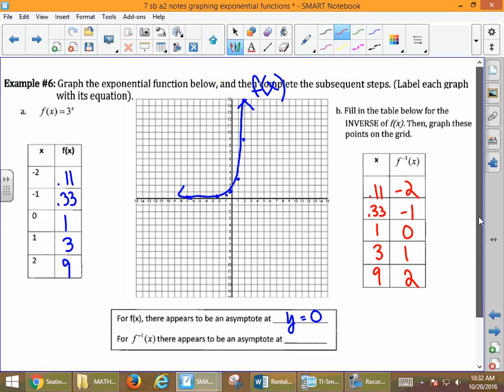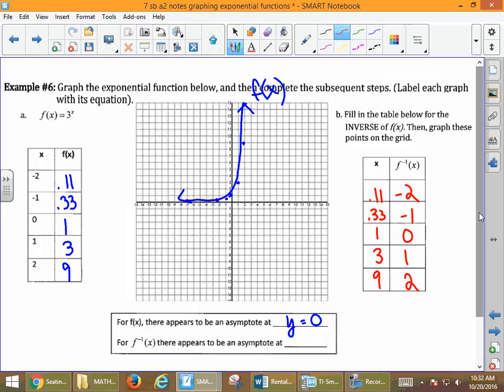And we can graph those. Do the best you can. I know, 0.11, it's hard to do. We have to estimate. But 0.11, negative 2. 0.33, negative 1. 1, 0. 3, 1. 9, 2. And it looks very similar in picture to our previous example.